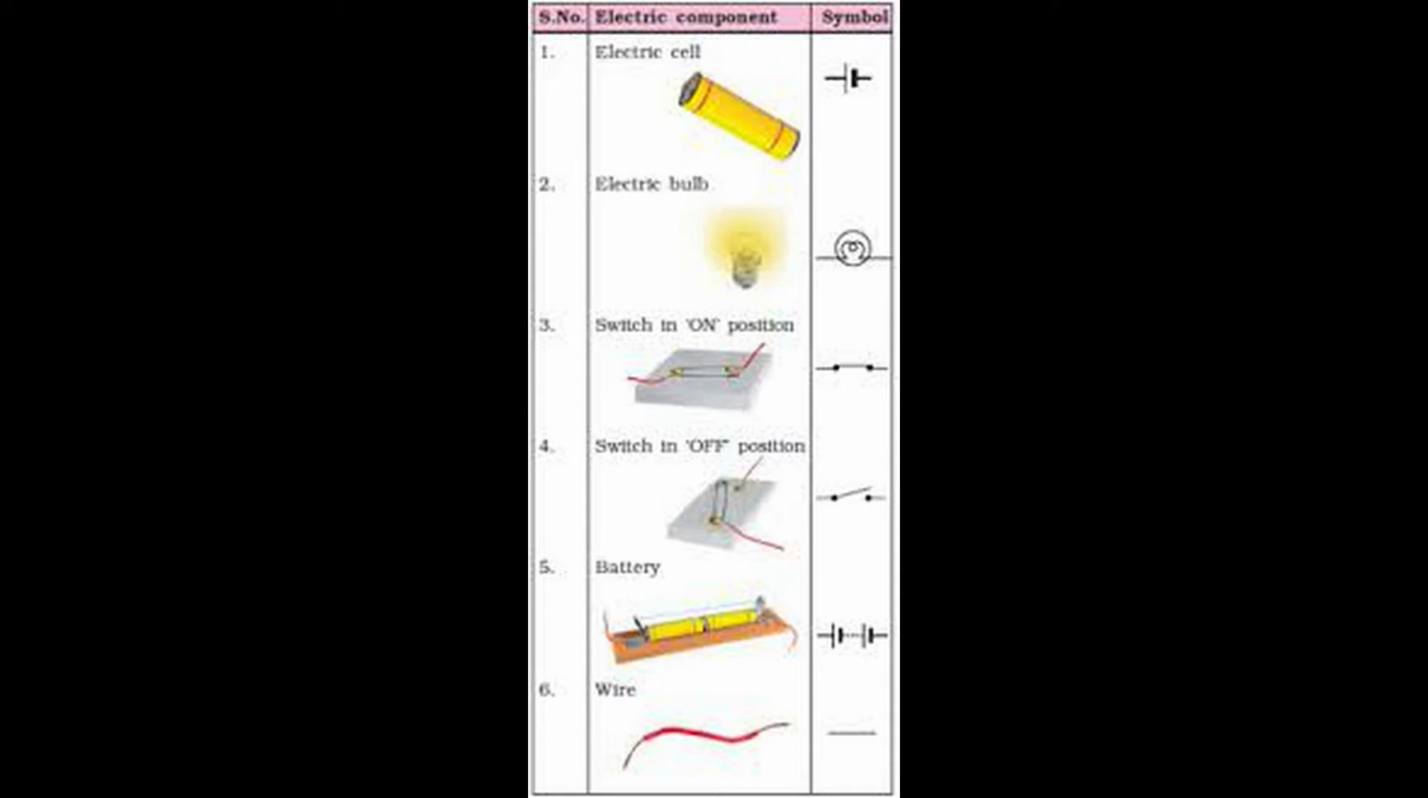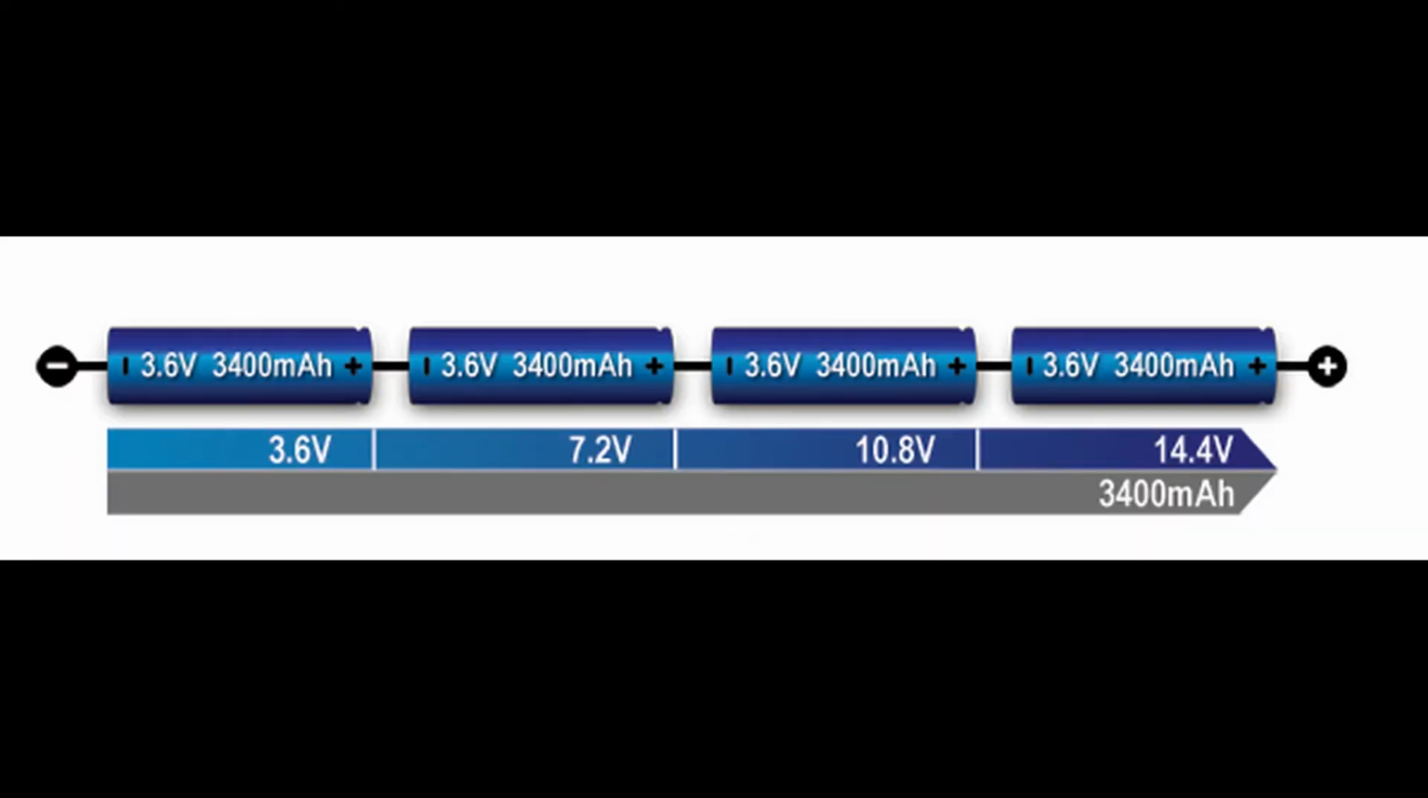Then the battery. When two cells are connected, with the positive connected to the negative, and then the next positive connected to the next negative of the cell, that forms a battery. Positive should connect with negative, and only then will the circuit be completed. The last one is wire, which is denoted by a line symbol, so you have to learn the symbols also.